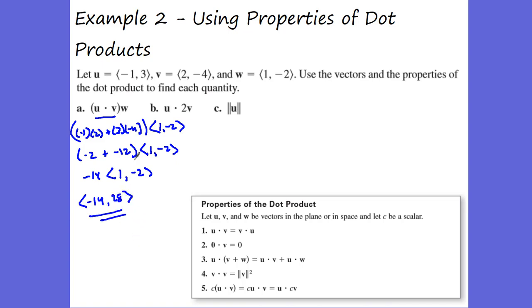And you can see how when we had a scalar multiple, we end up getting a vector quantity at the end. Let's take a look at B.